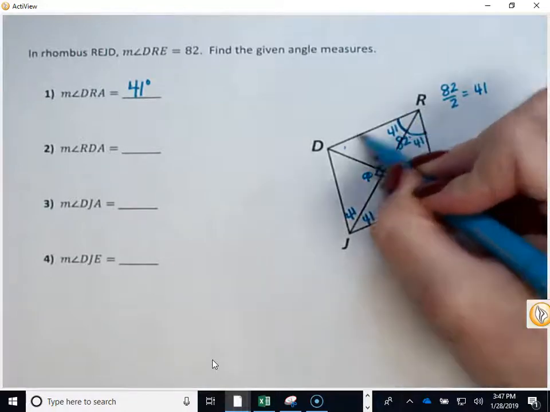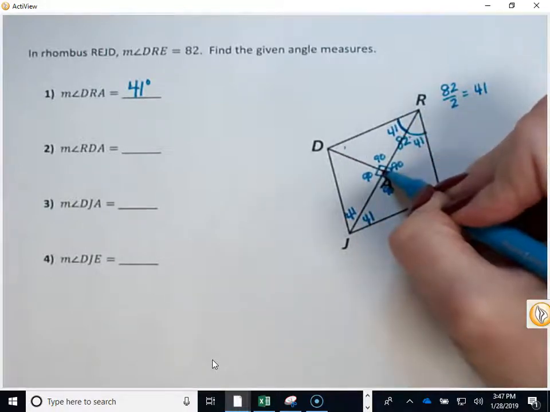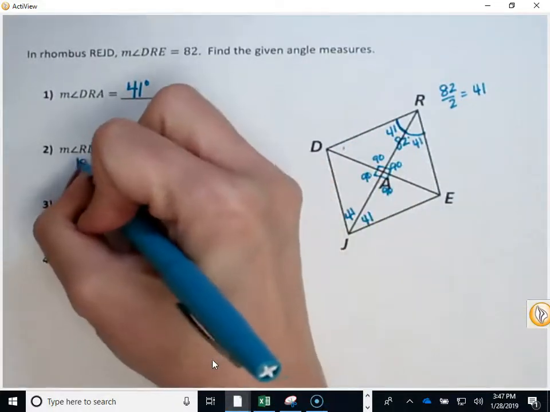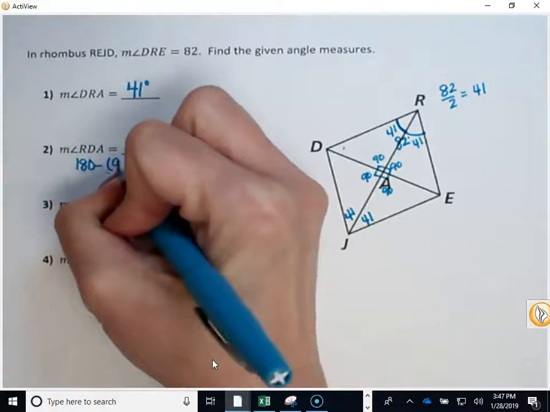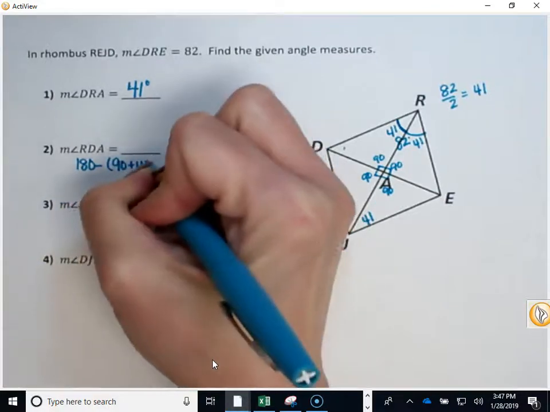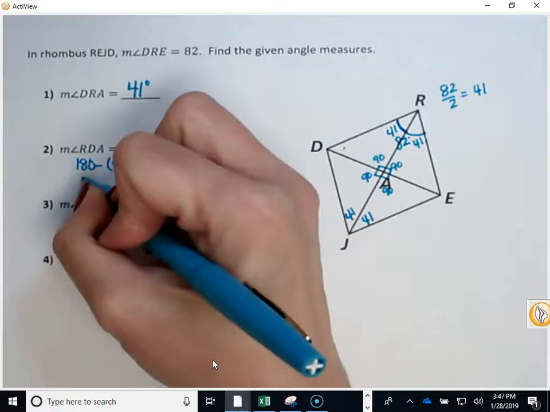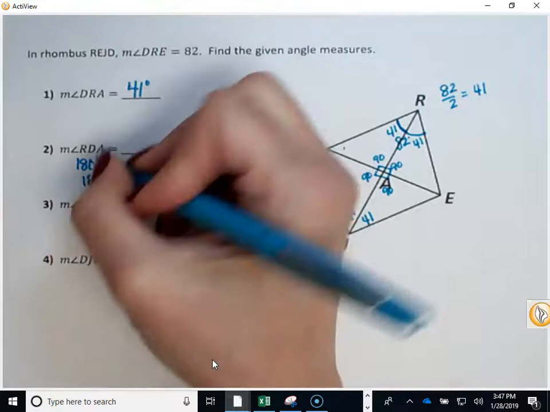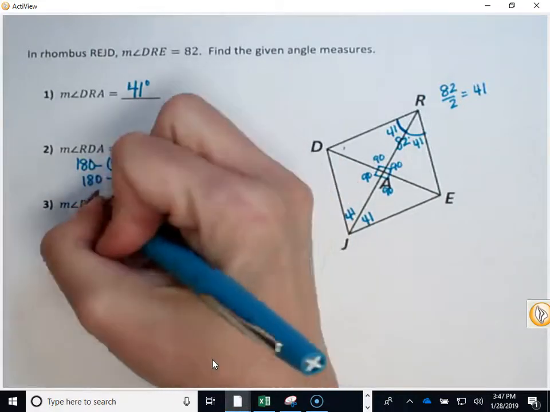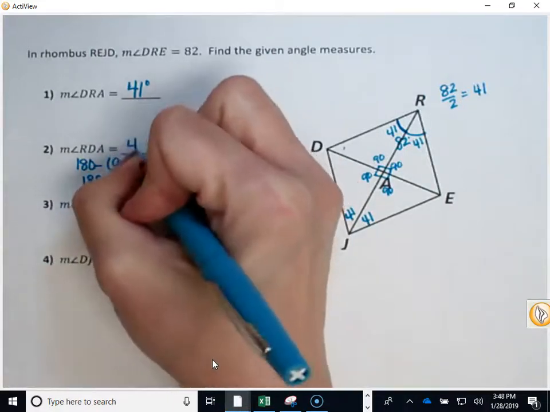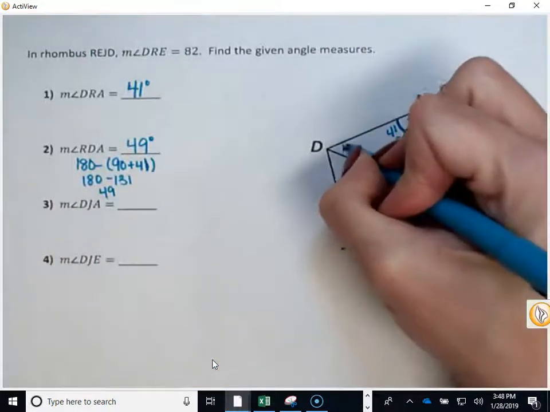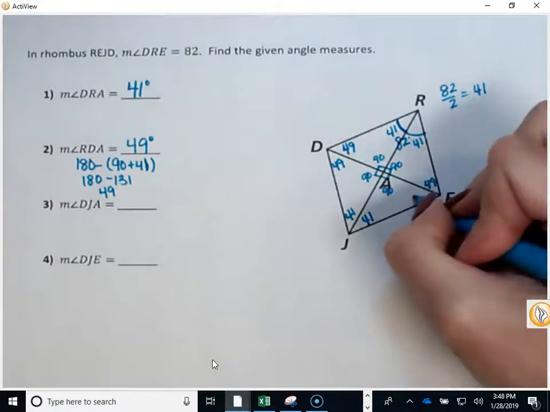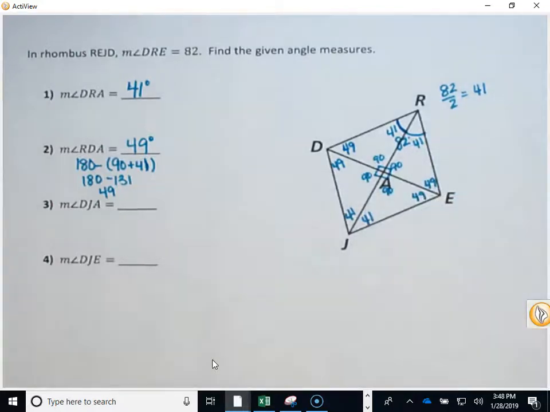So we have a triangle here. We know that the triangle adds up to be 180. So 180 minus 90 plus 41. So it gives me 180 minus 131, which gives me 49. So that's 49, which means this little angle here is 49, and these two little angles over here are both 49, because that's characteristic of a rhombus.